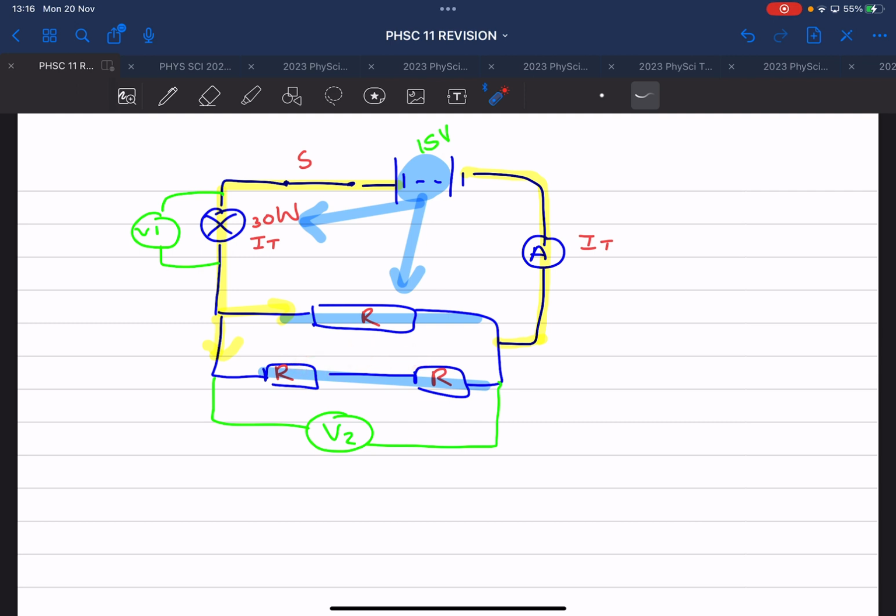Nou hulle sê vir jou bla bla bla. Die lesing op V1 is 10 volts. Onthou, dit is pragtig soos wat ek gesê het. 10 volts.